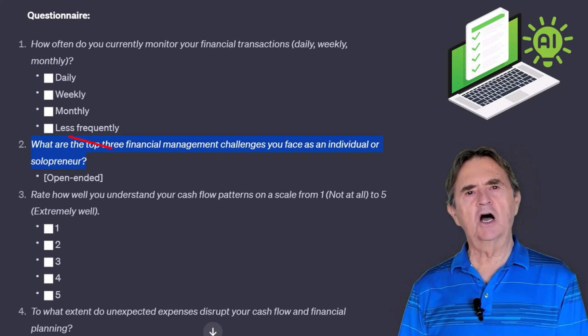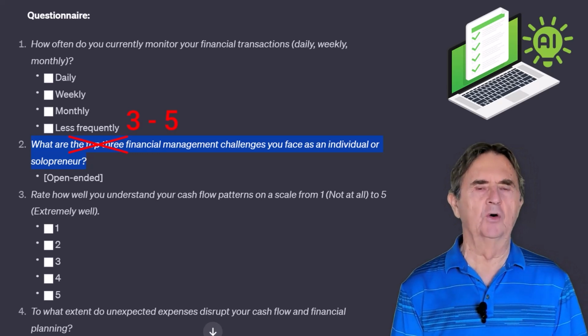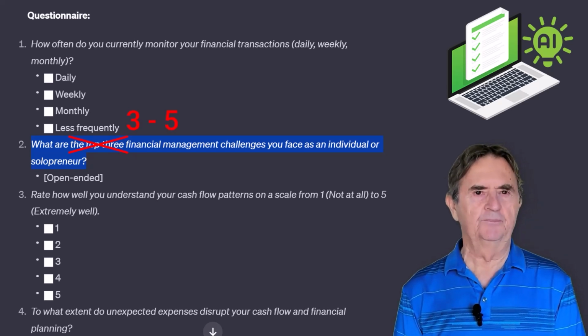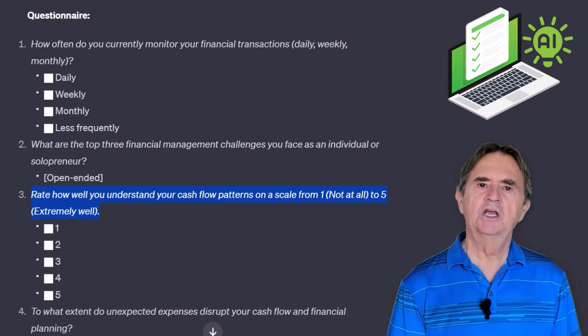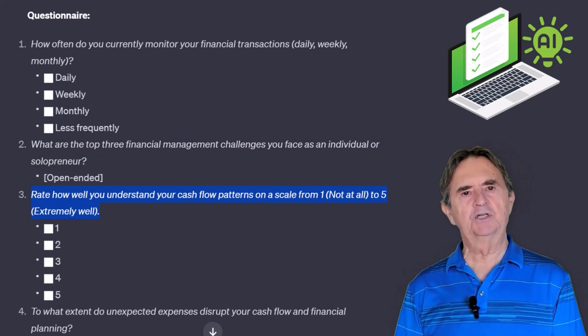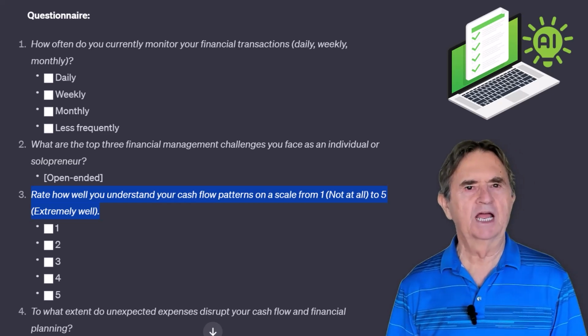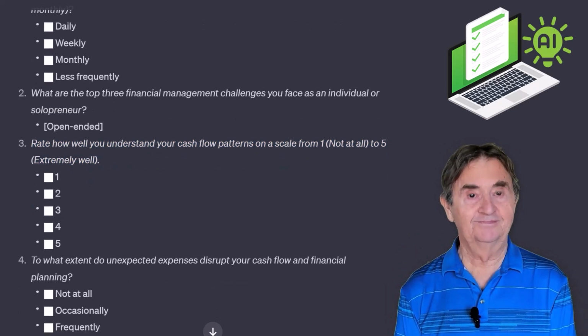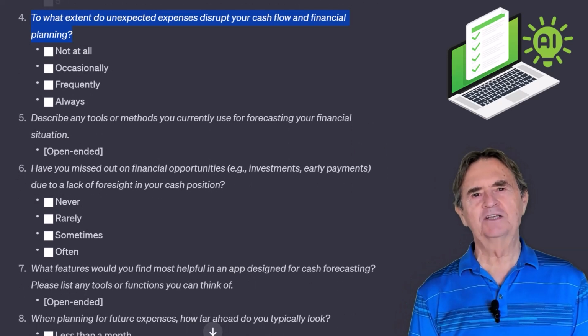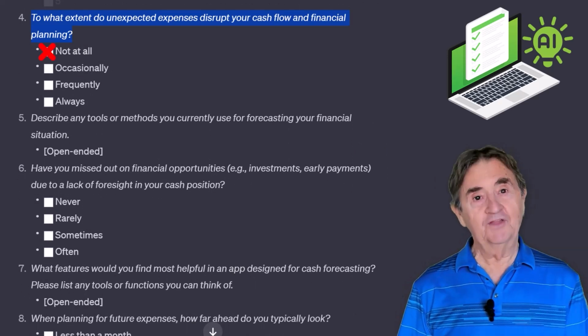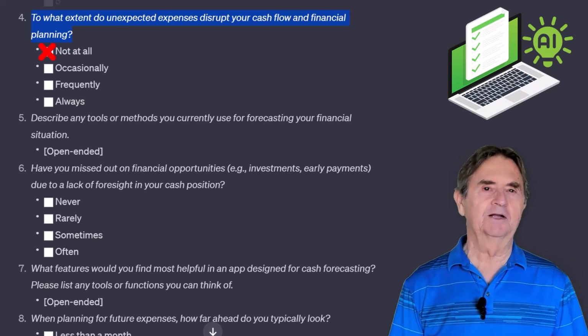I think I'm going to change the top 3 to read 3 to 5, though, just to get more ideas out of them. Asking the user to rate their understanding of the cash flow patterns is also valuable to help me identify potential super users that I might want to have a more in-depth conversation with. I feel like question 4 is a trick question. I'd be surprised if anyone answers not at all, but if they do, I don't think they'll become a customer.